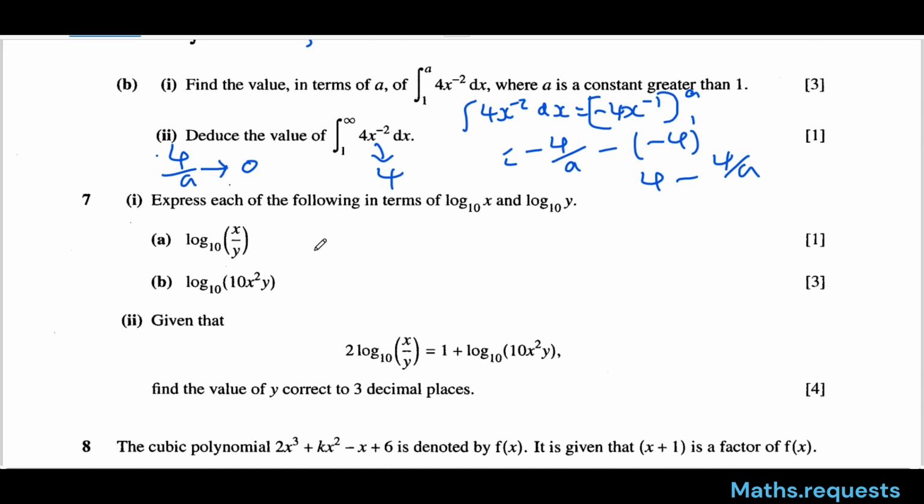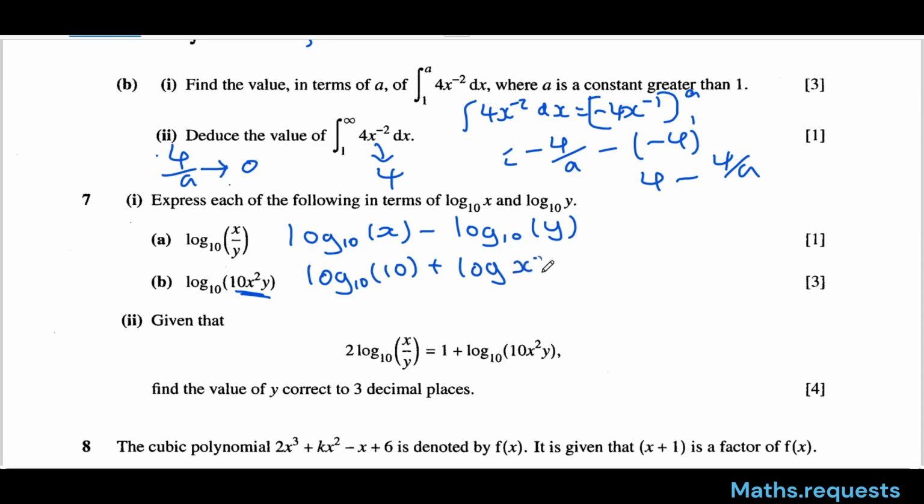Okay, question 7. This is just simple logs. So part A is just log base 10 x minus log base 10 y, because when you minus 2 logs, they divide the inside of the brackets. And for part B, log base 10 of x squared y is going to be log base 10 plus, because here it's the product of these values, log base 10 x squared plus log base 10 y. And you know that log base 10 of 10 is just 1, and then this can be written as 2 log 10 x because the power goes to the front, and then plus log 10 y.